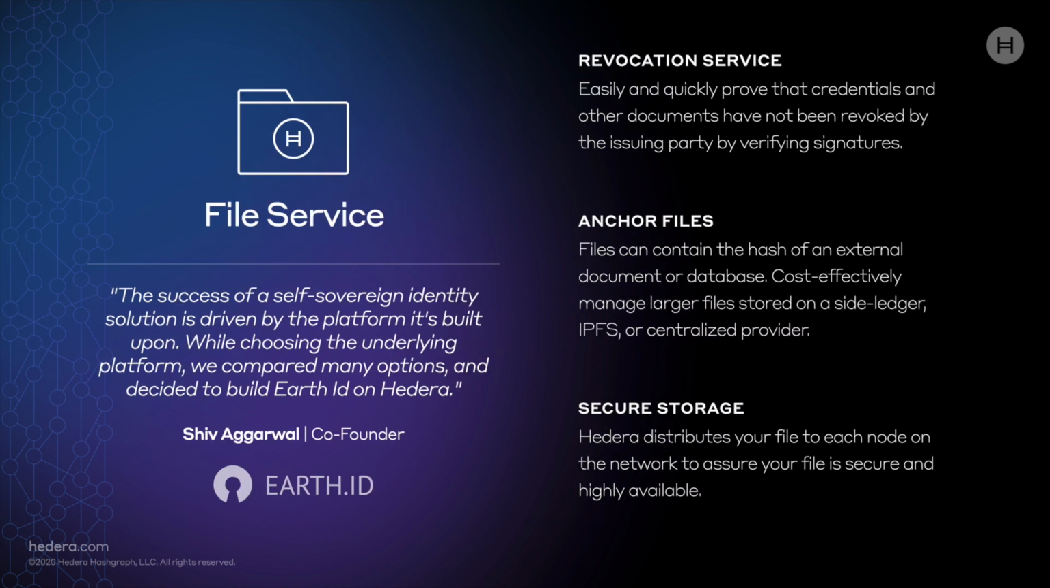The third service is the file service, and that allows for claims and revocations for identity use cases. You can also anchor files that are stored in an external repository by creating a hash that's on ledger. The file service utilizes Hashgraph consensus to ensure that the file is distributed across every network node and that it's always available.